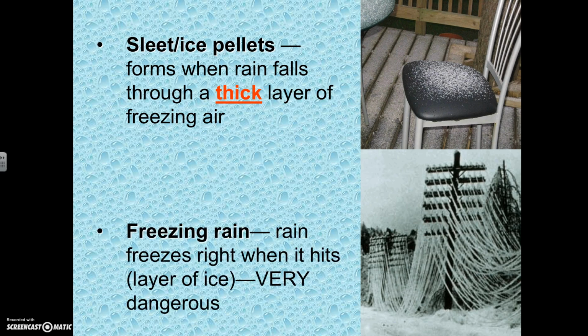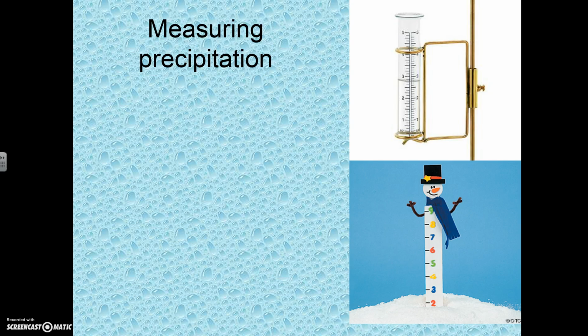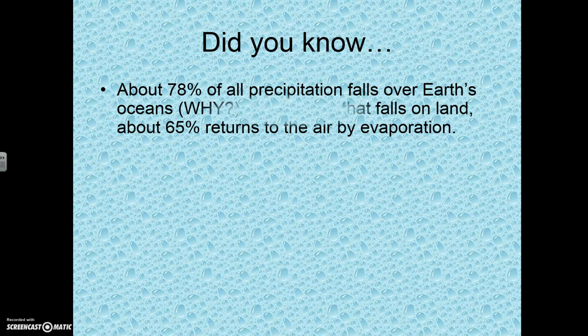Freezing rain freezes right when it hits the ground. Okay, so this is the one that's very slick. This is the one, during winter break or in February, when we always get those ice storms. Freezing rain is the thing that you want to be wary of, because this is the one that's very, very slick. All right, when we measure precipitation, we can use a rain gauge or even a ruler.